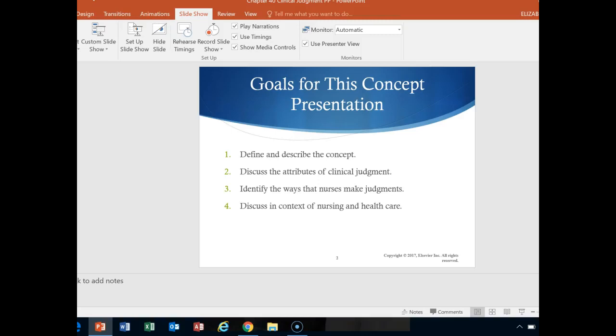I'm going to give you a couple of minutes to look over the goals for this concept. So please look at the 4 goals that we're going to be making sure that we do cover.